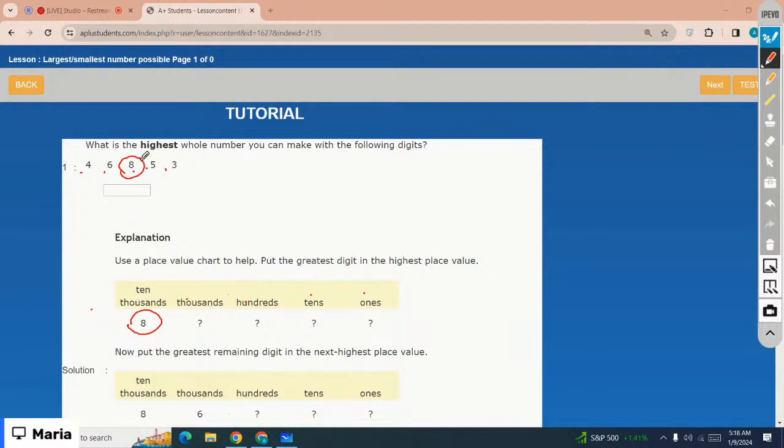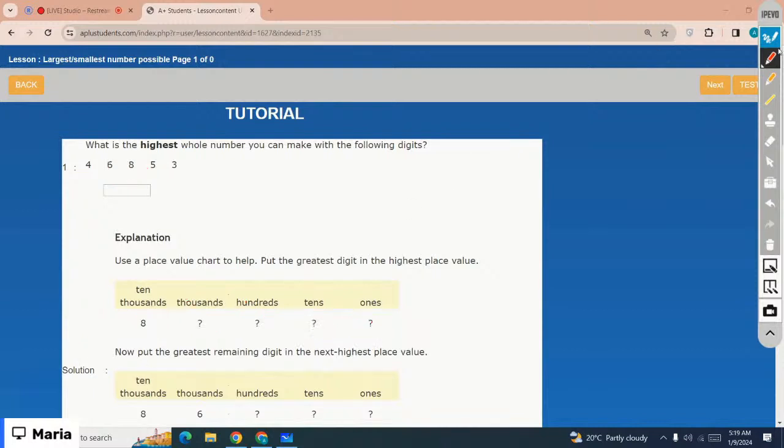Then with 8 removed, the highest number is 6. 6 is at the 1000 position, right? Then the highest after 6 is 5. 5 is at the hundreds position. Then you have 4 and then you have 3. Got it? That's how you make the highest number. You have to arrange the numbers from greatest to least. You can see 8, 6, 5, 4, 3, and that makes the highest number, 86,543. Got it?